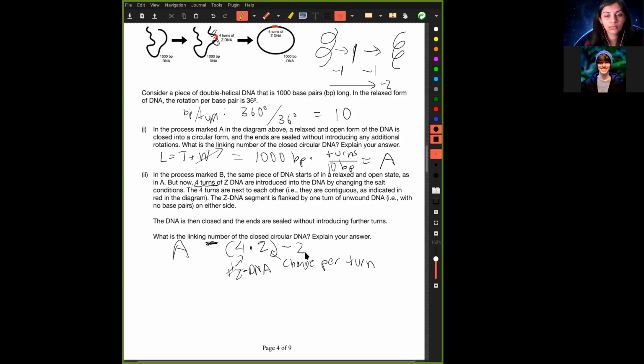And the subtraction of 2 at the end is because the ZDNA segment is flanked by 1 turn of unwound DNA on each side. So on each side of this, there's 1 turn of DNA that's been completely unwound. So we subtract 1 for each of those.